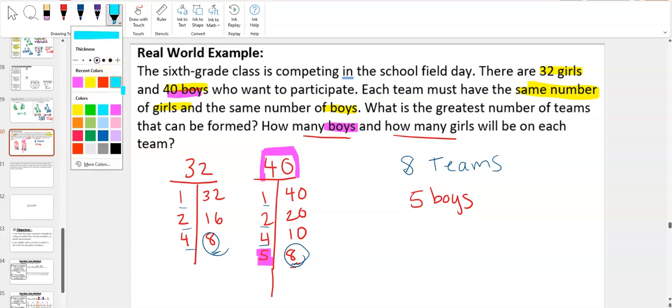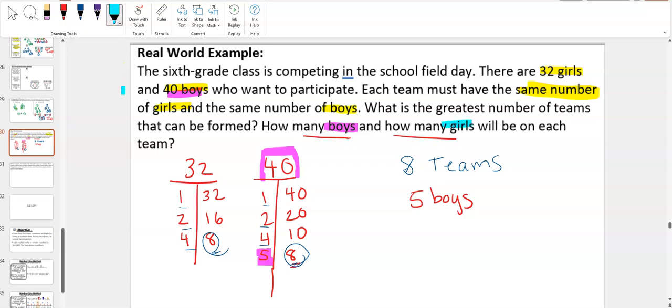And then if I go and I look for the number of girls, they were 32. So I'm going to go to my 32 T-chart. And again, I'm looking at the factor pair that goes with my GCF, which is 4. So that means I'm going to have 4 girls. So 8 teams made of 4 girls and 5 boys each. So 9 total people on each team. Okay? All right. There you go.